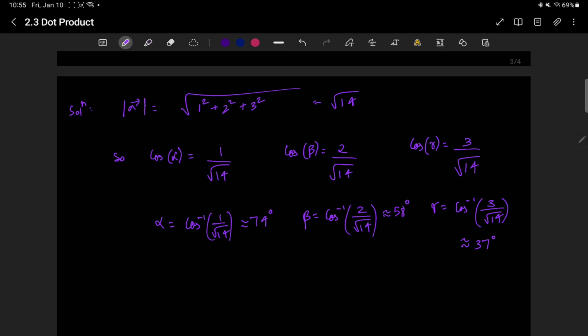So that's how we can use dot products to find direction cosines. Now there's one more application of dot product that we will cover in the next video, which is called finding projections.